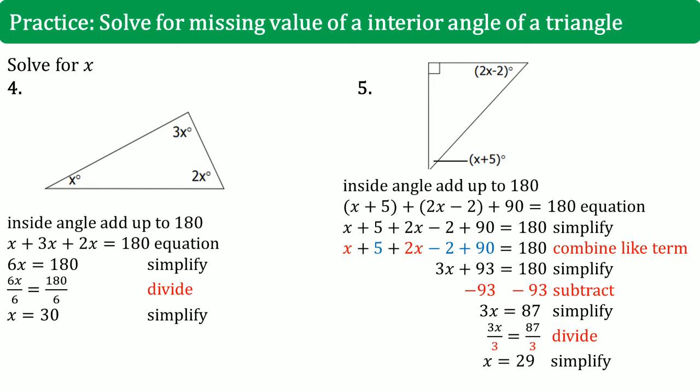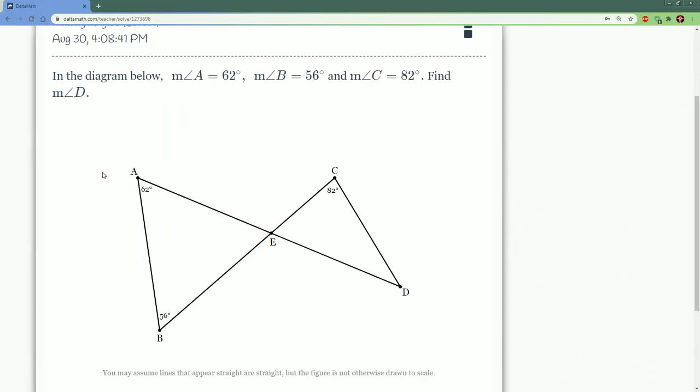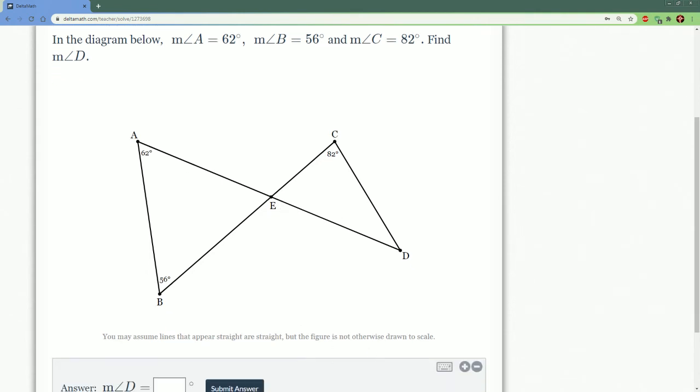So now we are going to grab the Delta Math problem. You're probably going to see it something like this. In this diagram, angle A is 62, angle B is 56, and angle C is equal to 82. Find the missing angle measurement of angle D, which is down here. Okay, you can assume lines that appear straight are straight, but the figure is not drawn to scale.